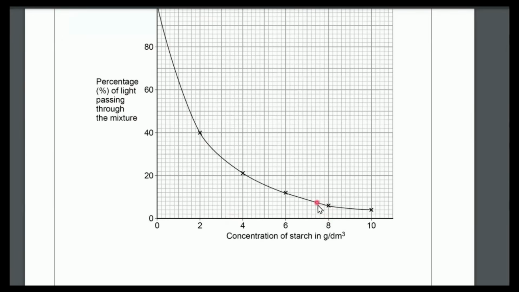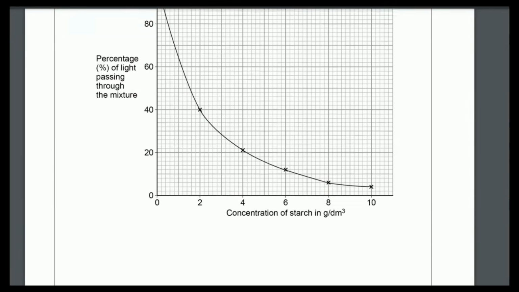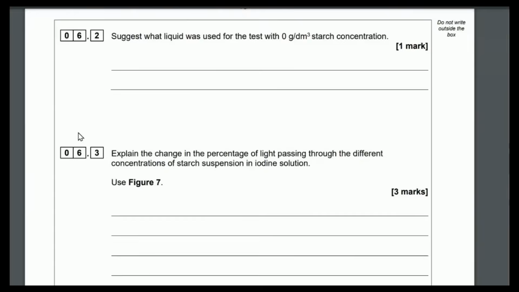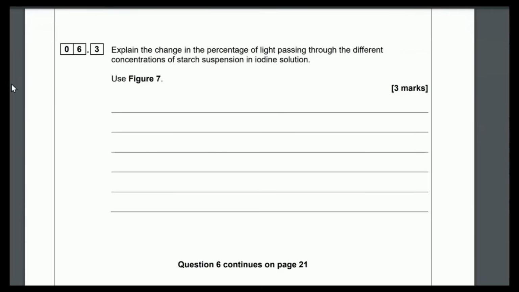We have the percentage of light passing through the mixture on the y-axis, and on the x-axis we have the concentration of starch in grams per decimeter cubed. 6.2 suggests what liquid was used for the test when we needed 0 gram per decimeter cubed of starch concentration. Of course, what are you going to use if you want something with no starch? You're going to use distilled or deionized water. You're just going to use water. Normal water doesn't have any starch.